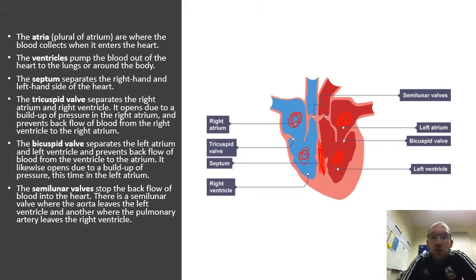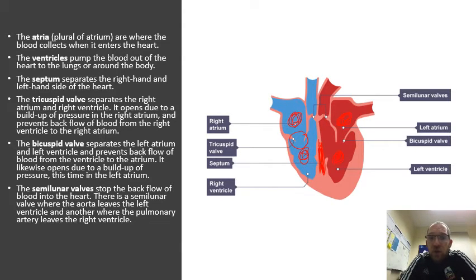The tricuspid valve separates the right atrium and the right ventricle. It opens due to a build-up of pressure in the right atrium and prevents backflow of blood from the right ventricle to the right atrium. So here is the tricuspid valve.